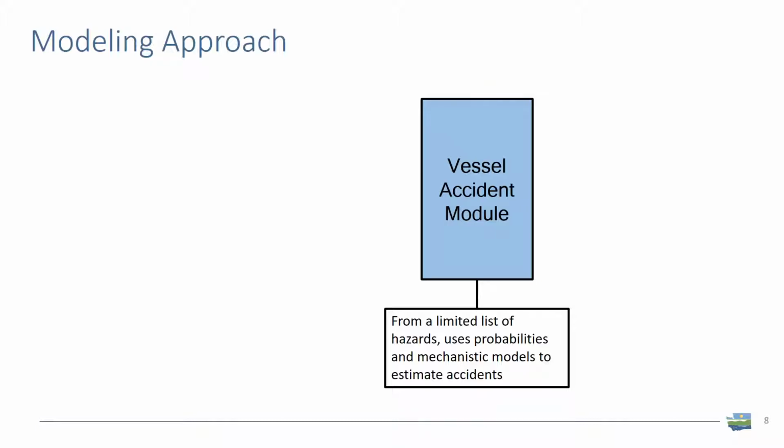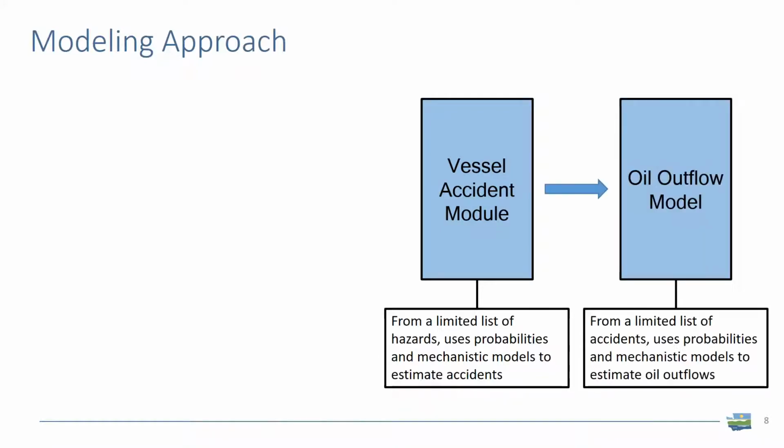So with all that in mind, we'll do a quick review of the modeling approach here, and then we'll dig right into the oil outflow model. Just quickly, the first two of the core functions of risk analysis take place in the vessel accident module. This is where we take our list of hazards and apply the probabilities that they might occur. Then in the oil outflow module, what we're going to talk about today, this is where we determine if a given modeled accident results in an oil spill, and if it does, how much oil spills. This is our representation of consequence.